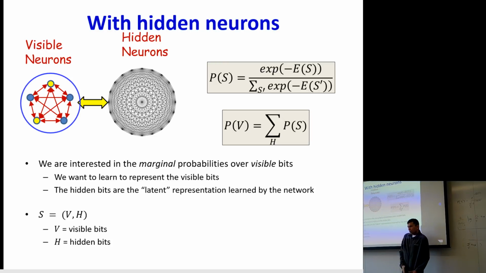Simple. The bit sequence has two components. These are the visible components. These are the hidden components. You marginalize out over the hidden components. So you basically sum the probabilities of all bit patterns where the visible components take the value that you want. And you're going to have 2 raised to k of these, right?